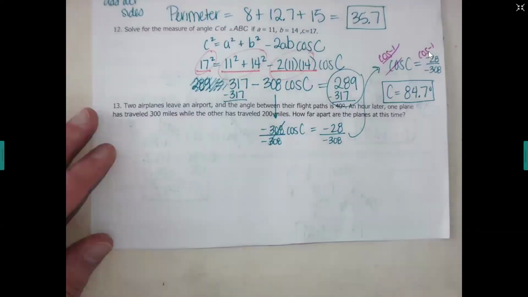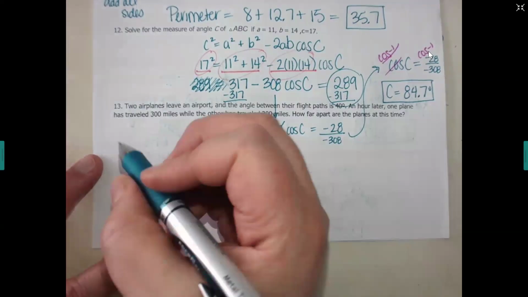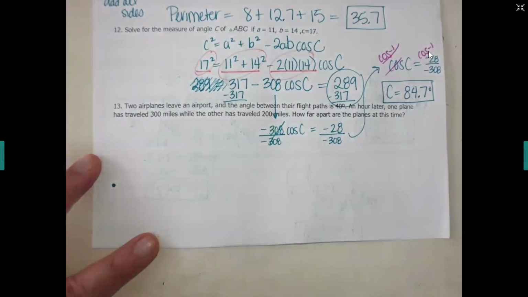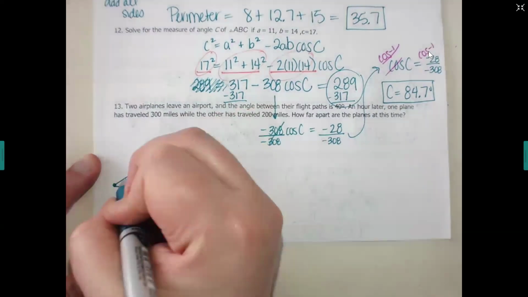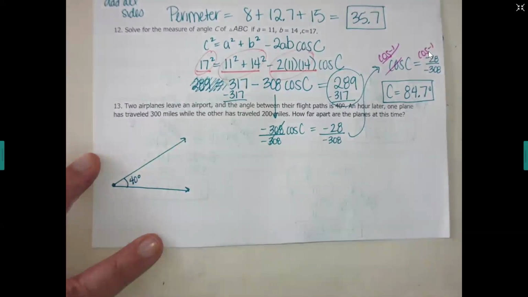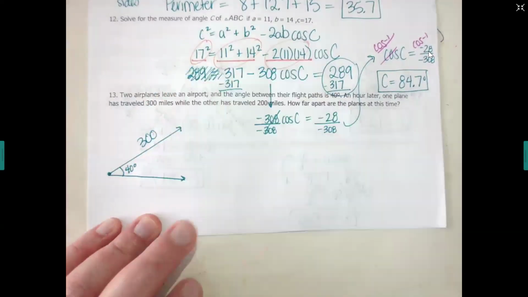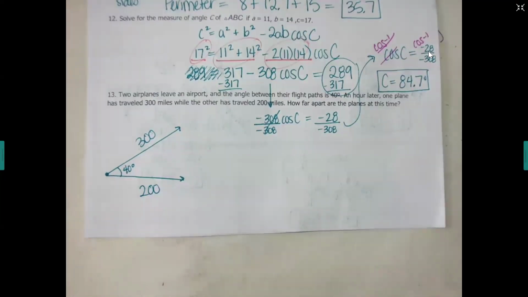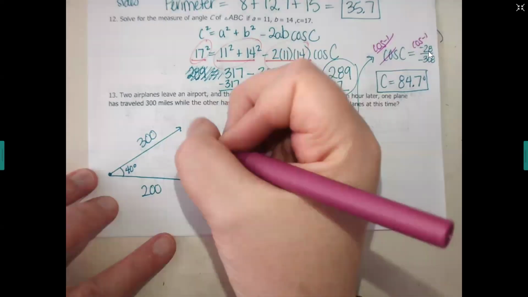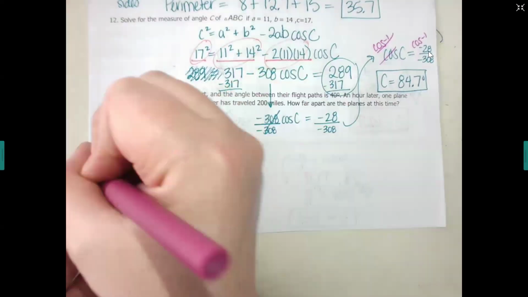Okay, so it says you have 2 planes that leave an airport. The angle between their paths is 40 degrees. So here's where the airport is, let's say. We have 1 plane going here, 1 plane going here. The path between them is 40 degrees. Then it says an hour later, 1 plane went 300. So that'll be this side. The other plane went 200. And then it says, how far apart are they? Well, then this would be the side that you're looking for. So if I'm going to call that little a, let's call this capital A.